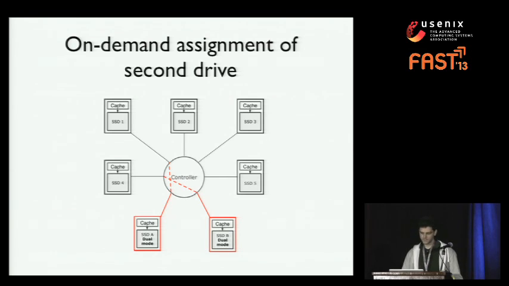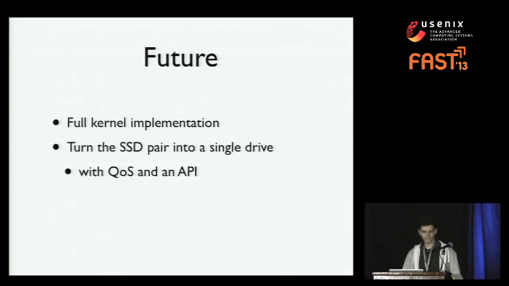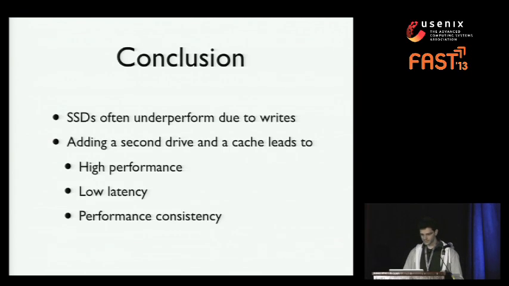And for the future, if it all goes well, we would like to have a kernel implementation and turn this SSD pair into a single SSD with a QoS inside the SSD and an API to control that. So into a single piece of hardware. Conclusion: SSDs underperform due to writes. And by adding a second drive and a cache according to our scheduling, our solution leads to high performance, low latency, and performance consistency. Thank you.